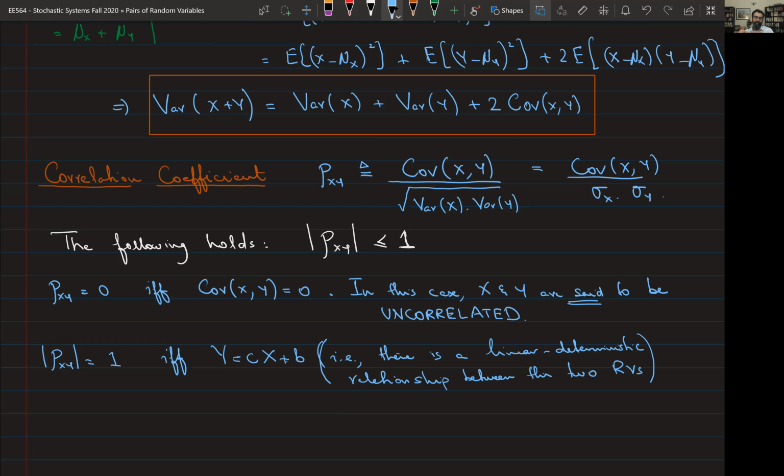Okay? But this last point is important, which is that when the correlation coefficient turns out to be equal to 1, the absolute value of that turns out to be equal to 1, that is possible if and only if there is a linear or an affine relationship between the two random variables. And that relationship needs to be deterministic. So that essentially gives us an idea that the correlation coefficient tries to capture the linear dependency between two random variables. Sort of a linear fit between two random variables, if you will.